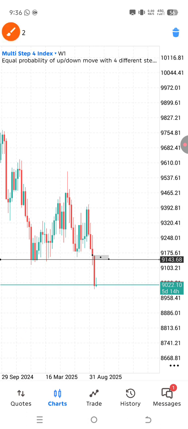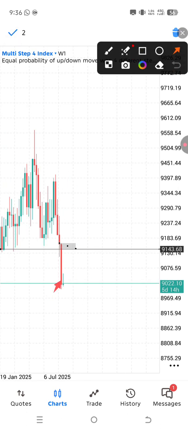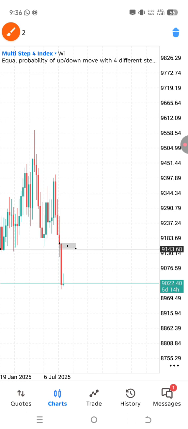this support, which will now act as a resistance because price is now trading below it. So we wait for price to move from where it is currently back to the resistance, then we can sell from here to the downside. Okay, so this is the weekly.